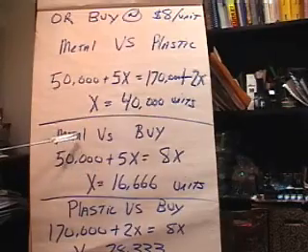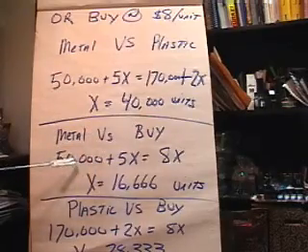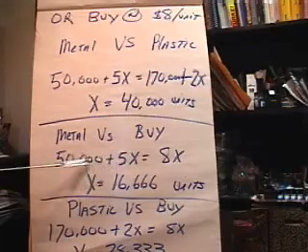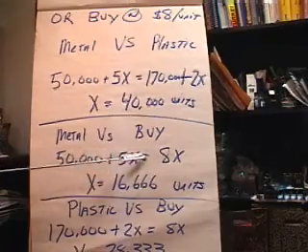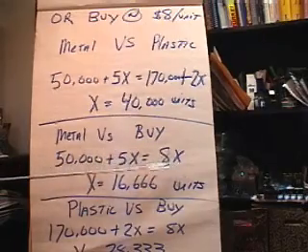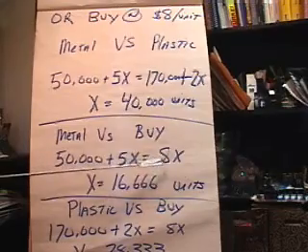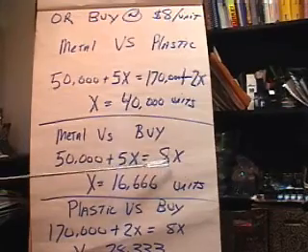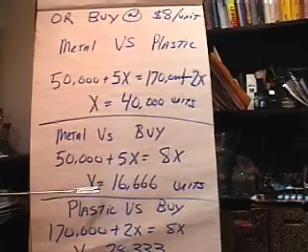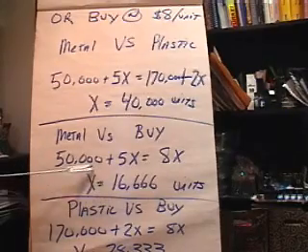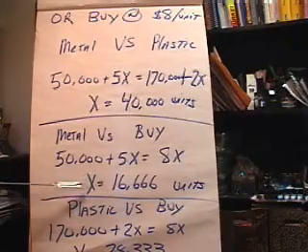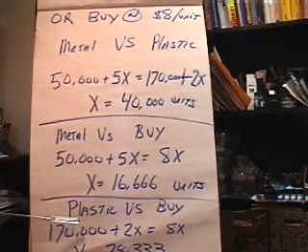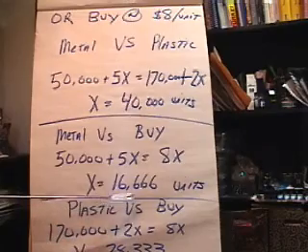If we do the same thing for metal versus buy, we've got, again, the total cost for the metal process, fixed cost plus variable cost, equal to 8 times X, where 8 is the price we can purchase this item off the shelf. So at this point, when we solve for this, we get 16,666.